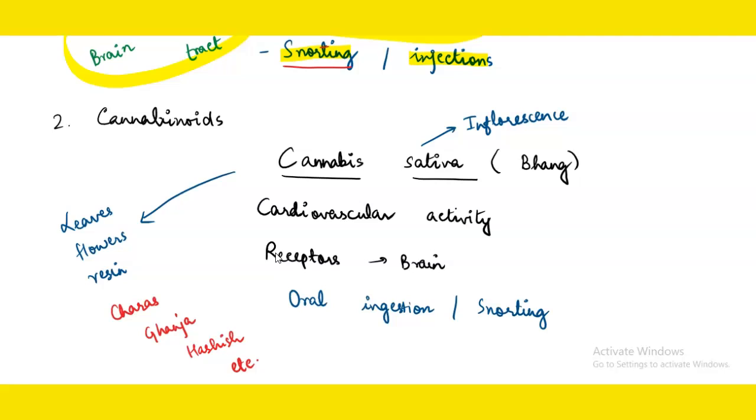This is important, that cannabinoids are the group of drugs which are generally obtained from the plant Cannabis sativa. Generally, its inflorescence is used for this. In Hindi, it is known as bhang. It affects the cardiovascular activity of a person. Receptors of it are located in the brain. It is generally taken through snorting or oral ingestion. Leaves, flowers, and resin of Cannabis sativa are used in varied amounts to prepare charas, ganja, hashish, etc.